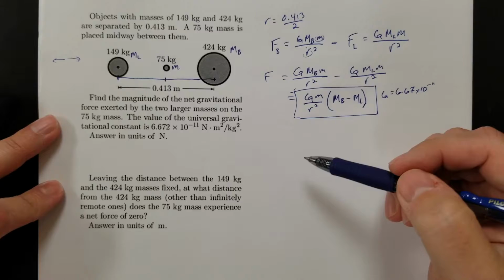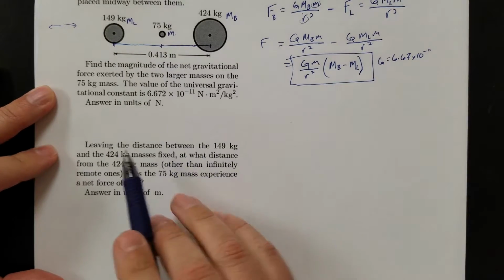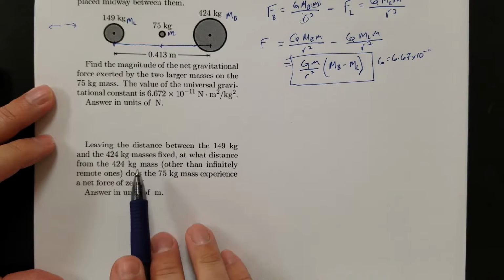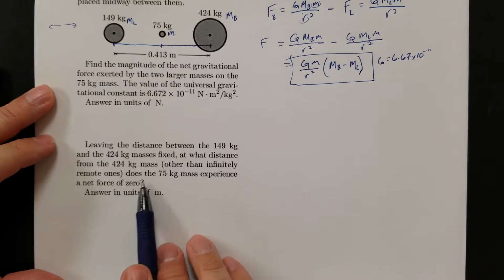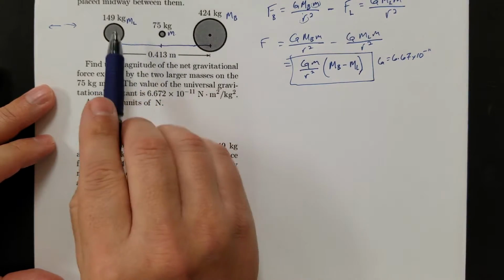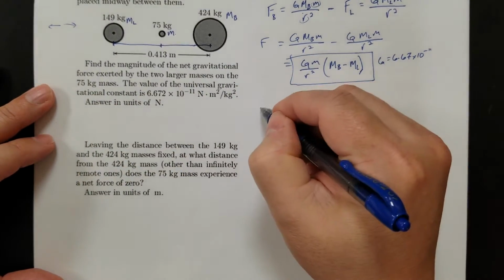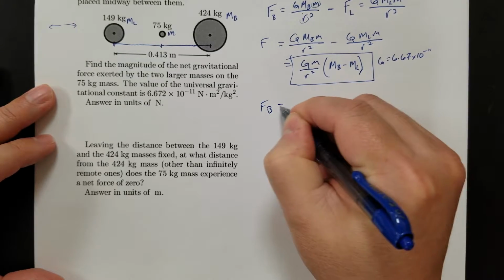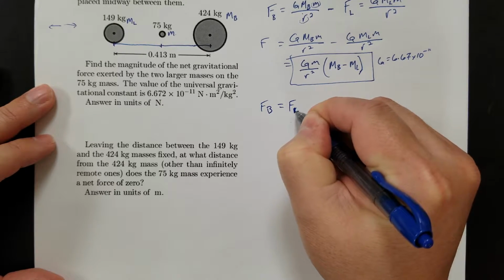Okay, the second part says, leaving the distances fixed, at what distance does this experience a net force of 0? So now the question is, where is the force from the big one going to equal the force from the little one?